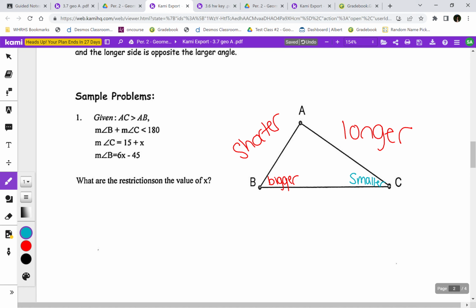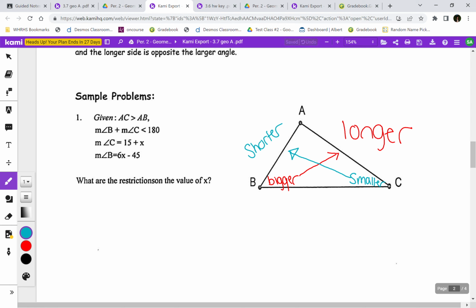Why? Sam? Since B is the bigger angle, you look across from it and that's the longer side. Good. Across from the bigger angle will always be the longer side, and across from the smaller angle will always be the shorter side. All right, let's keep going.